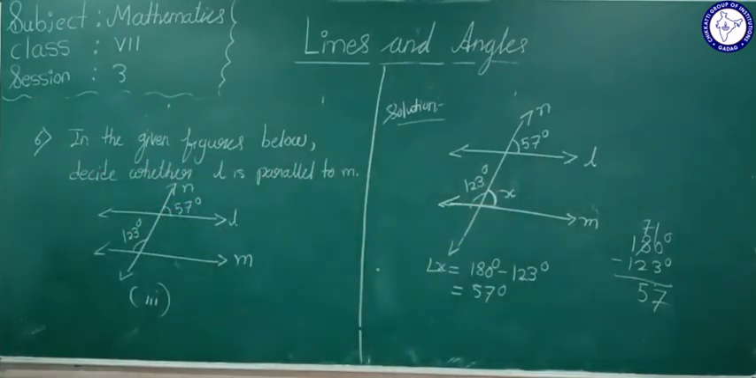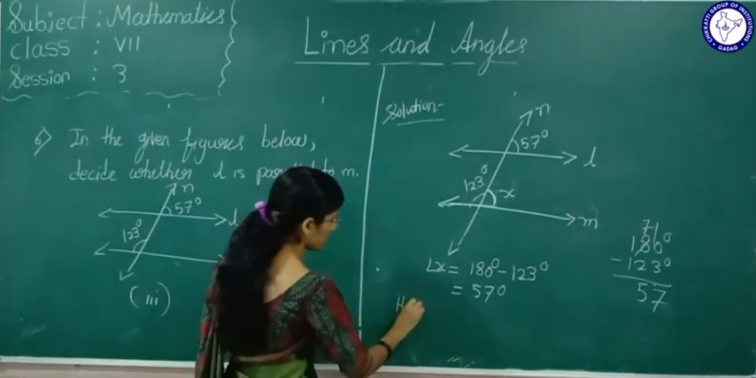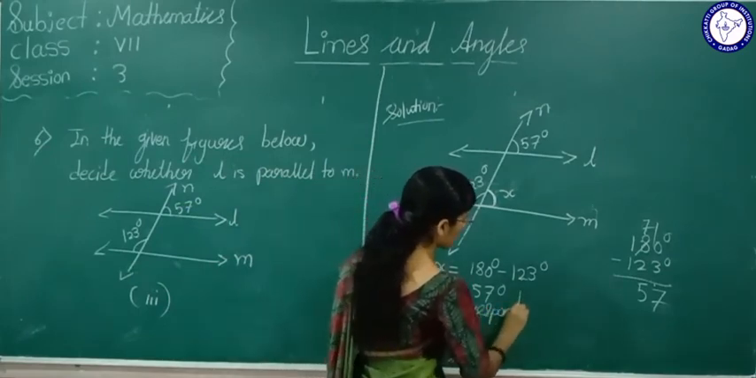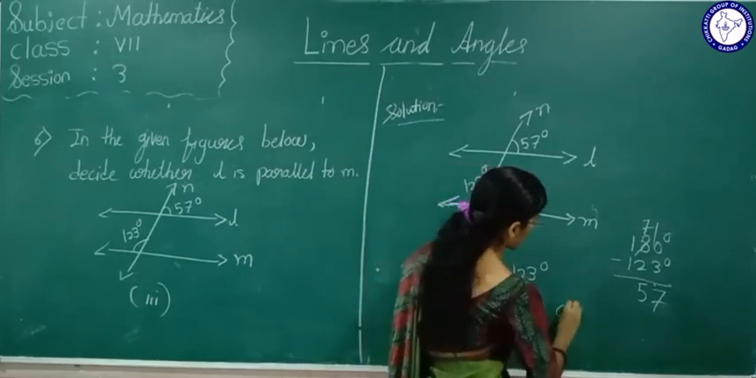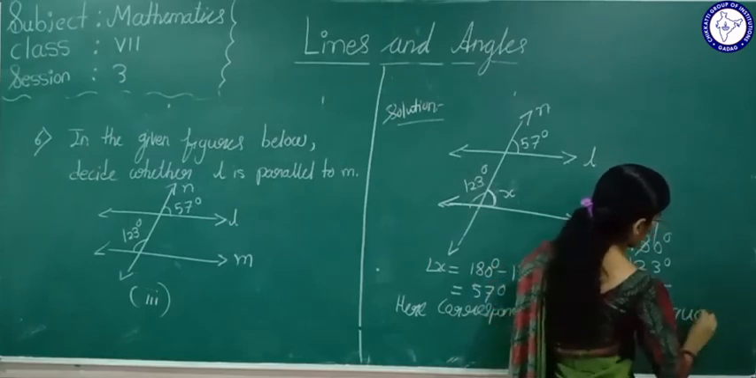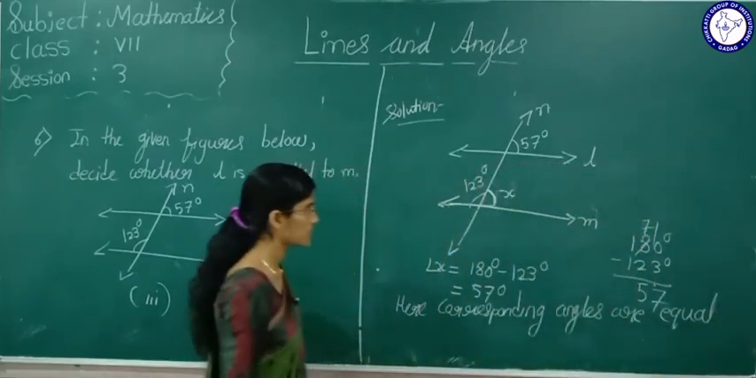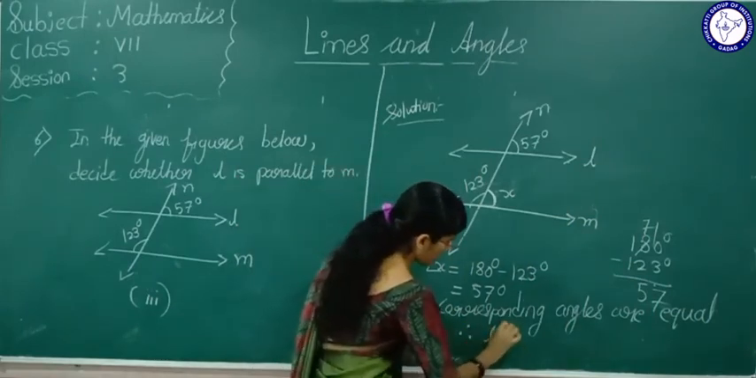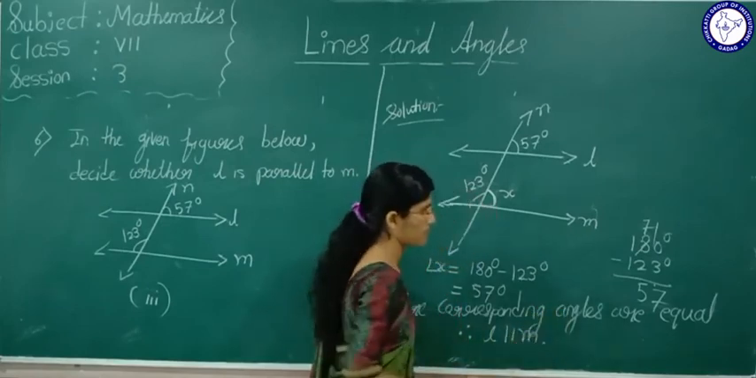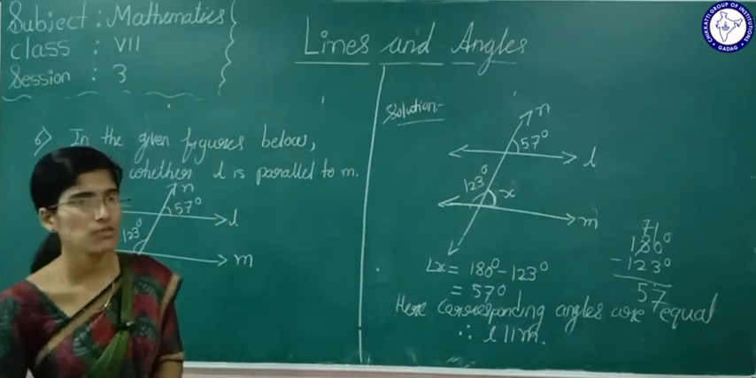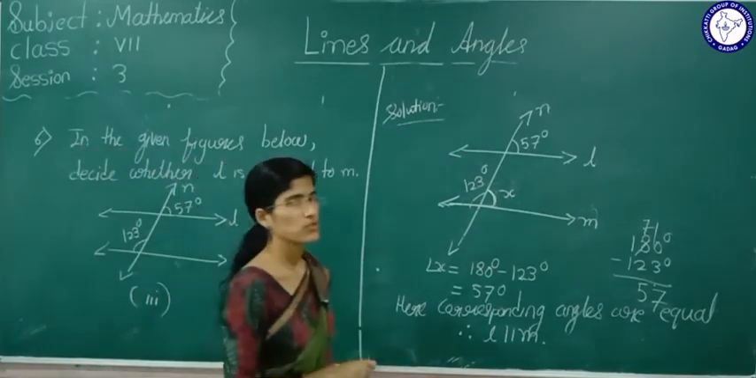Yes or no? So what can we write here? The corresponding angles are equal. Yes or no? Therefore, L is parallel to M. Okay. So this is about the problem, and this is about your exercise 5.2. The remaining problems you have to try by yourself.